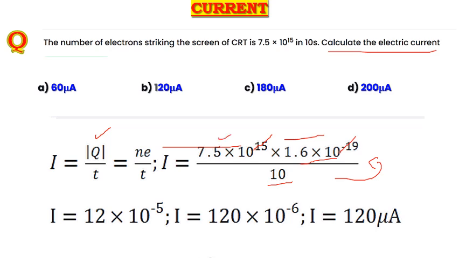If you multiply 7.5 and 1.6, what you get here is 12, so 12 into 10 power minus 5. All the answers given here are in microampere. So we multiply and divide by 10: you get 120 divided by 10, and the 10 becomes 10 power minus 1, so here it is 10 power minus 6. The answer here is 120 microampere.